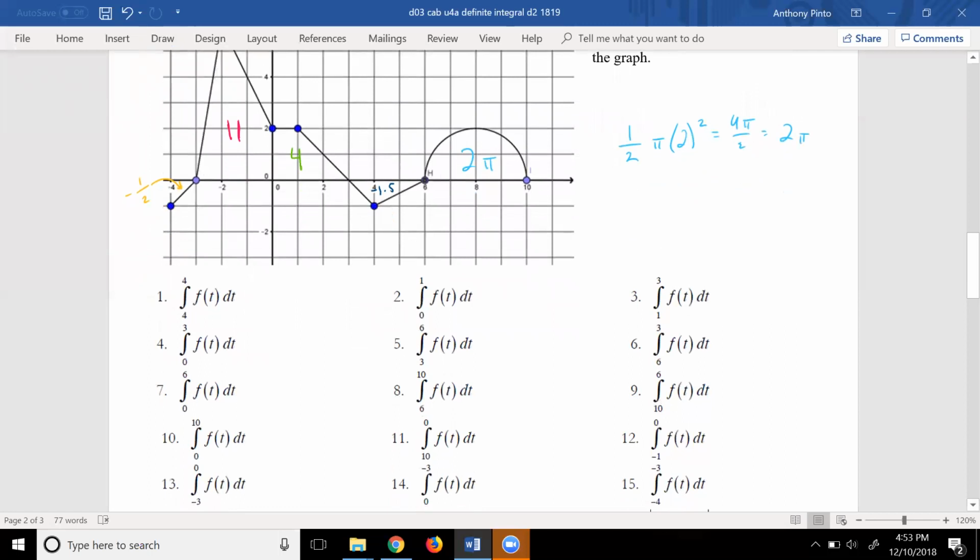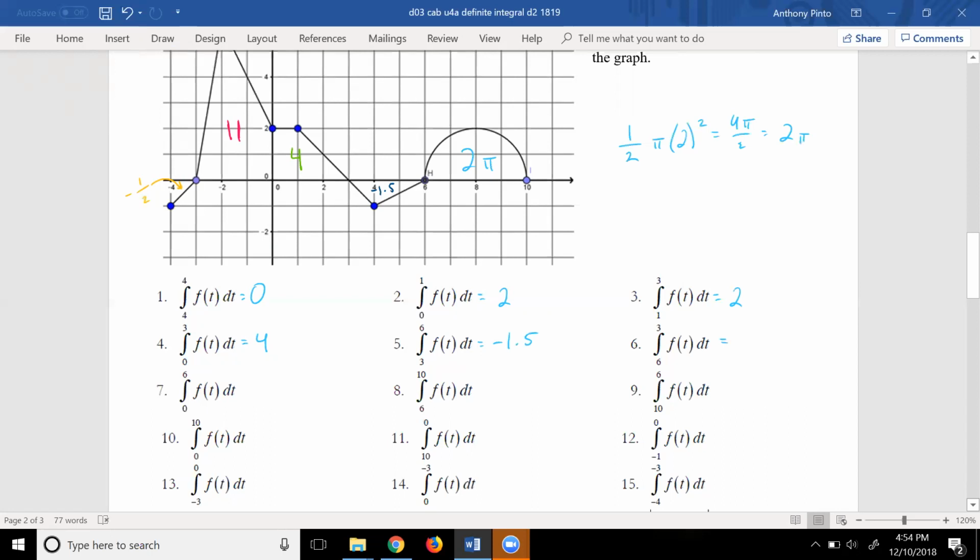So number 1 says the integral of f of t dt from 4 to 4. Well, we learned in class today, if these are the same value, that's just equal to 0. From 0 to 1, that's easy. It's just the area of this rectangle here. So that is going to be equal to 2, or base times height. From 1 to 3, that's this triangle, which we found earlier was also equal to 2. 0 to 3, well, we already found that. It's equal to 4. The integral from 3 to 6, we already found that too, -1.5.